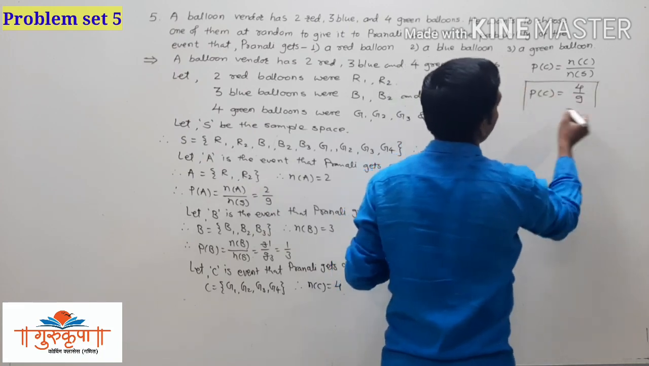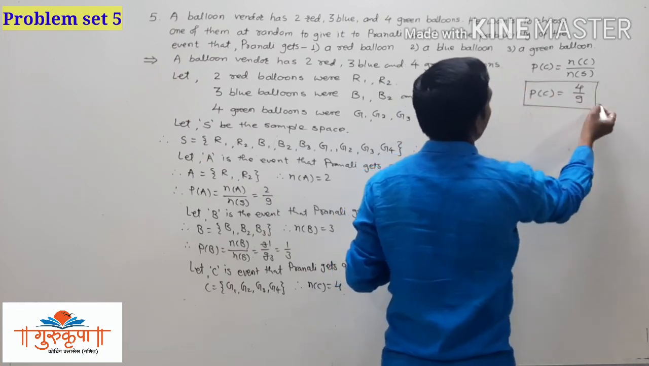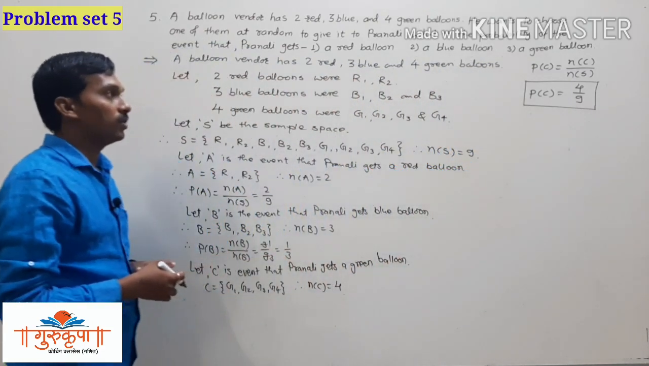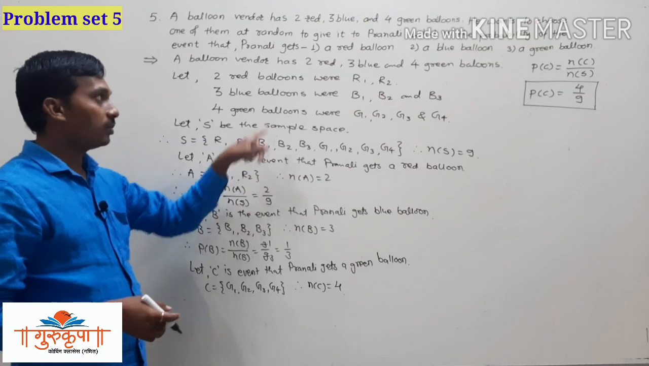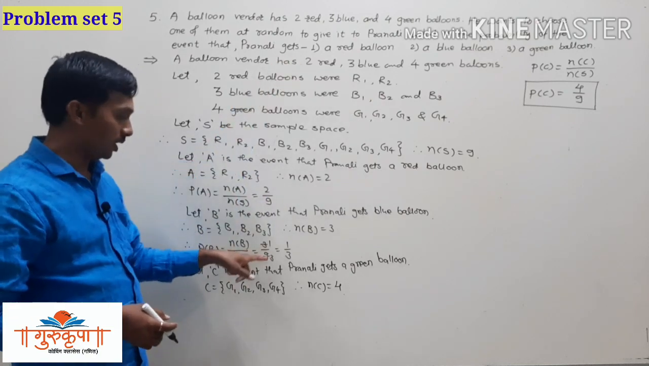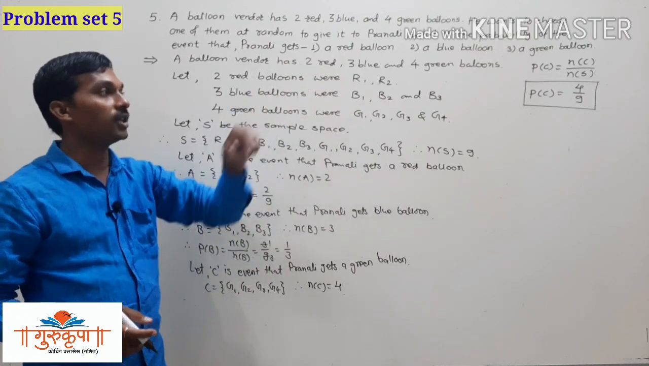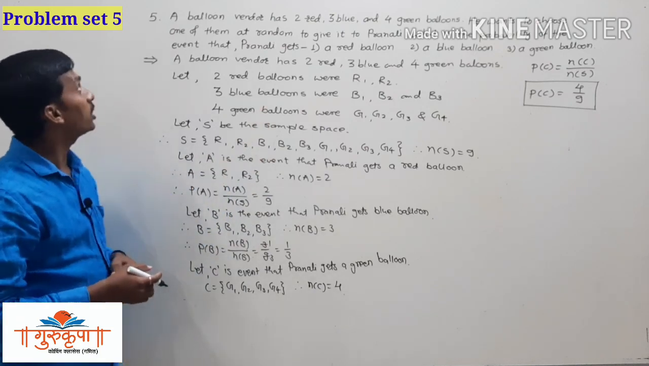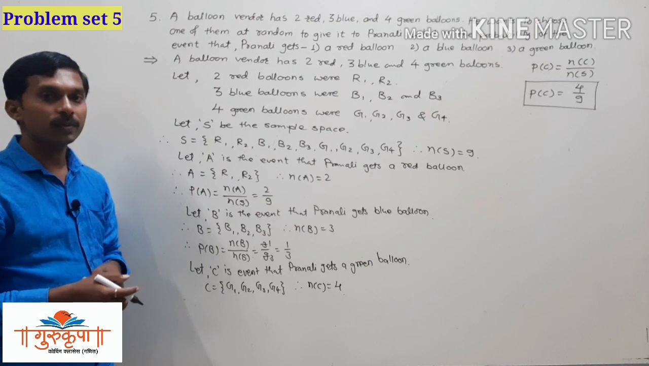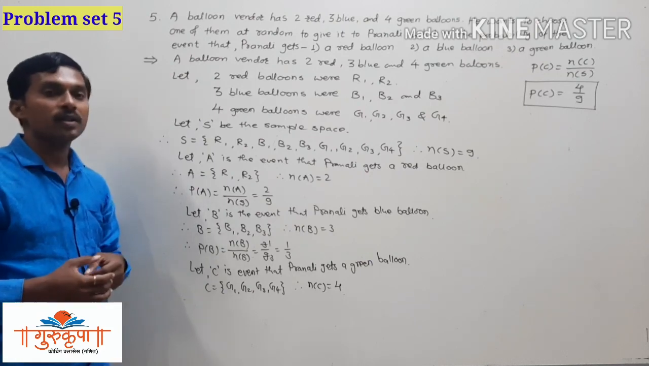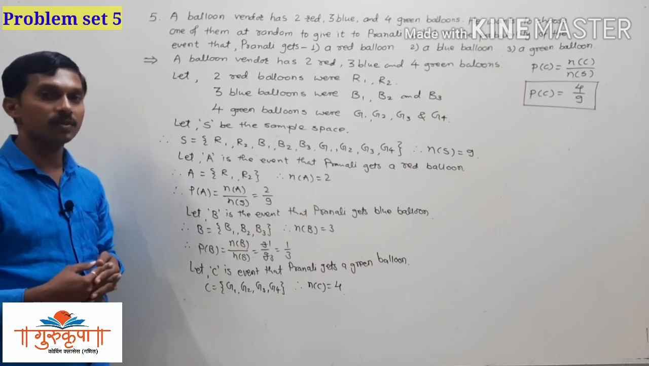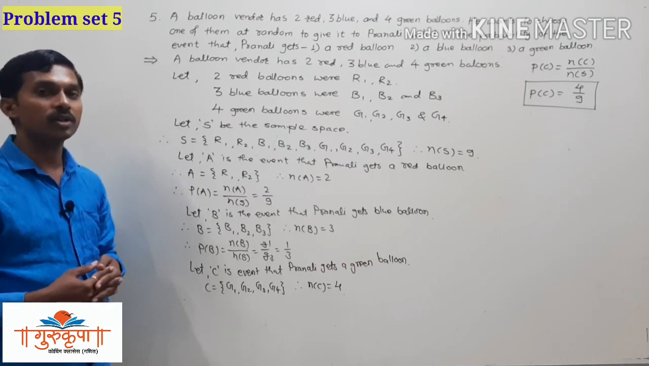So here we find the probability of all the 3 events: Pranali gets a red balloon, that is 2 upon 9, Pranali gets a blue balloon, that is 1 upon 3, and Pranali gets a green balloon, that is 4 upon 9. So this is all about the example number 5. Now we will study the next question, that is question number 6, and the remaining questions in the next video lecture. Thank you.